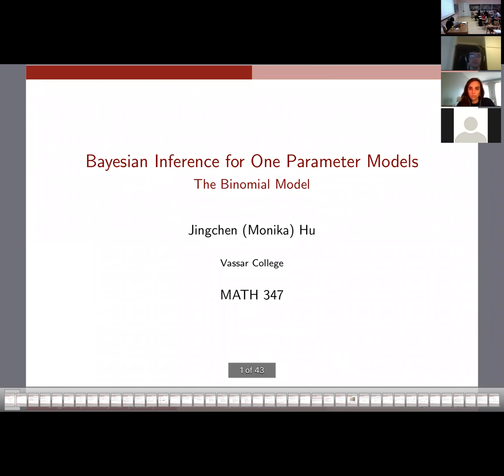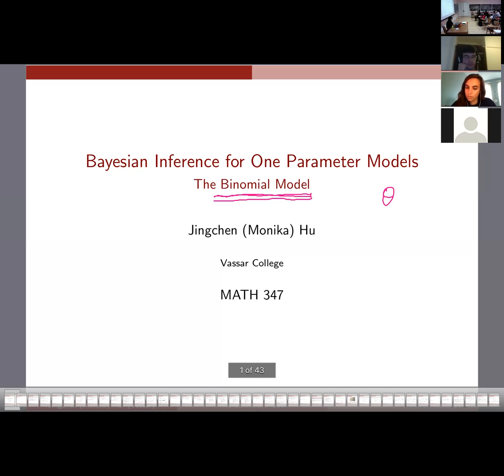So the second section of this class is for one parameter models. We've been using theta as the parameter, just a generic way to write the parameter. And now for this chapter, we're going to talk about the binomial model in detail. In the example, we have seen how that can be done, right? But I want to use this idea.